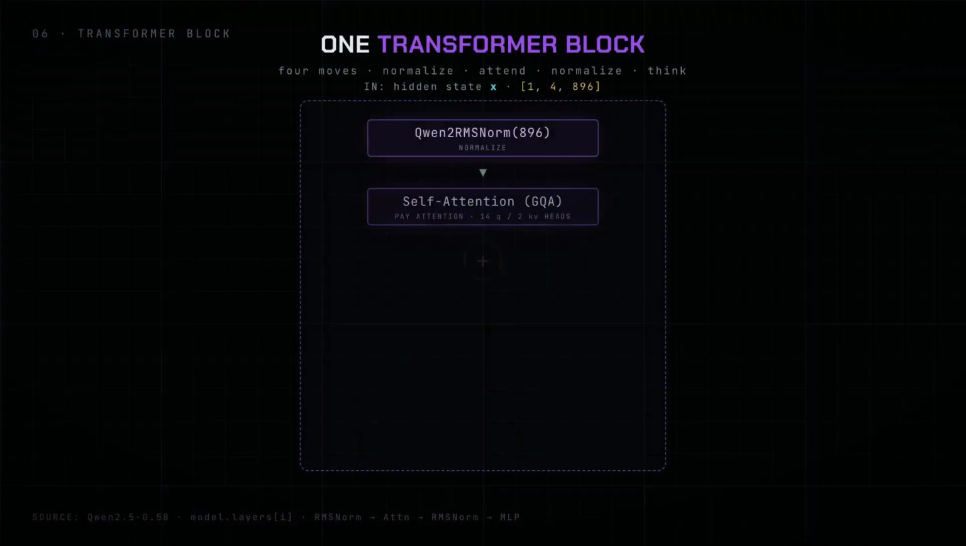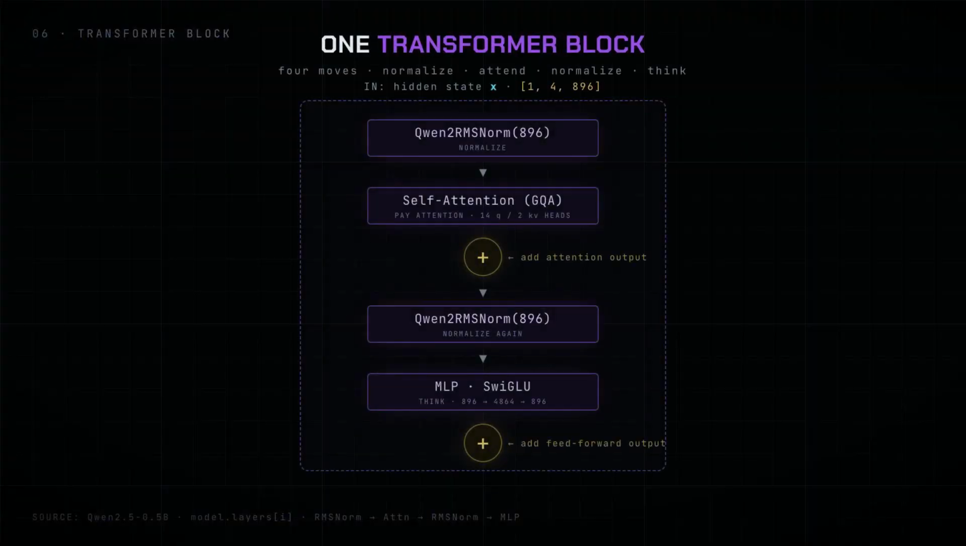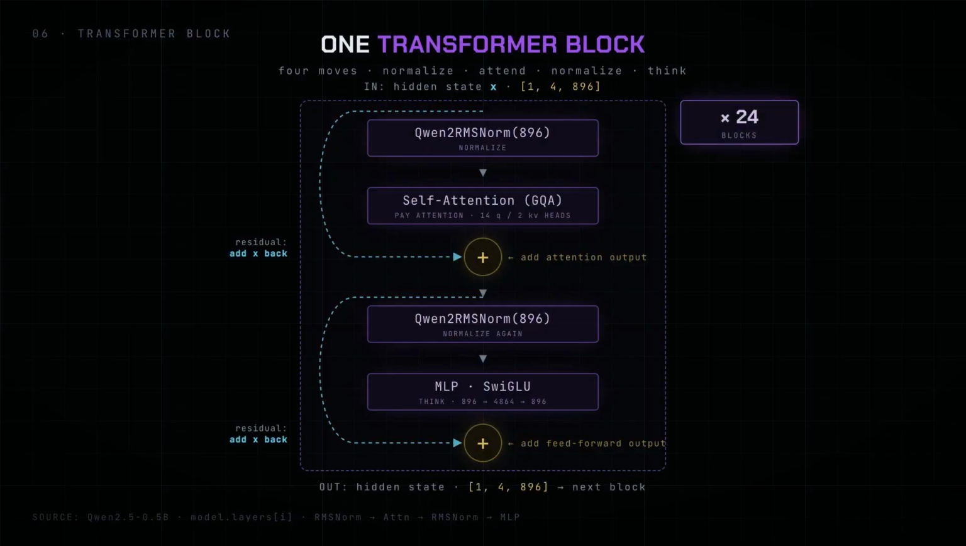Stage 6, the transformer block. This is the engine and it repeats 24 times. One block has 4 moves. Normalize, pay attention, then normalize again and think. And after each of the 2 big steps, it adds the result back in. Let's open one up.